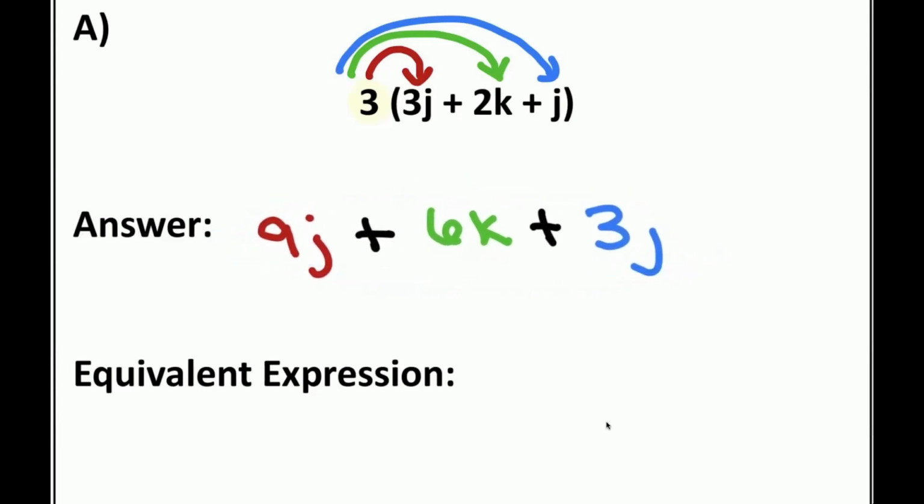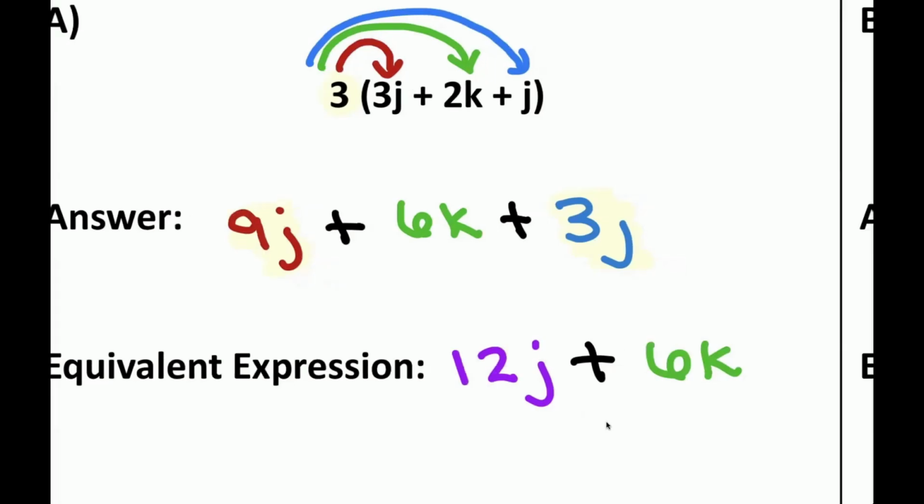Whenever it says equivalent expression, we're going to combine like terms. Okay, so I have j's and k's. I can combine all of my j's. I have 9j plus another 3j. That gives me a total of 12j plus 6k. And just one other side note is we usually write the variables in alphabetical order. So j comes before k, so that's why I wrote that first.